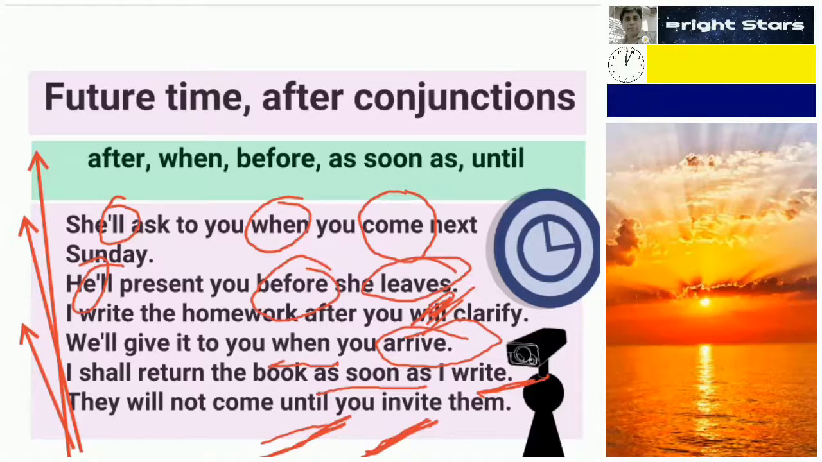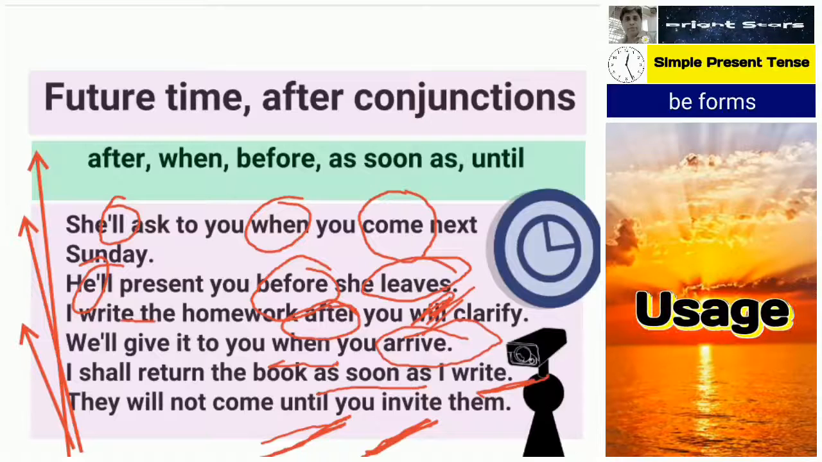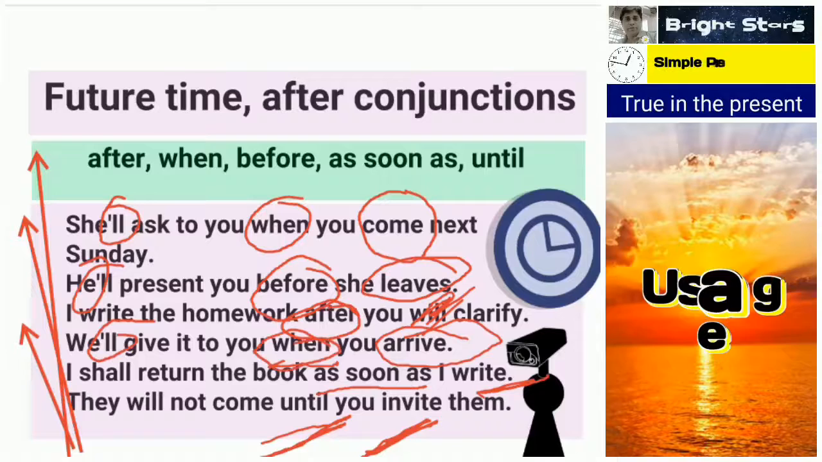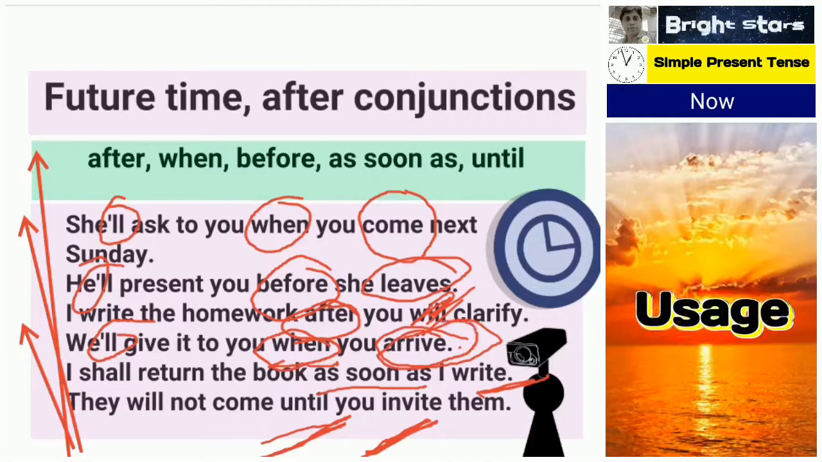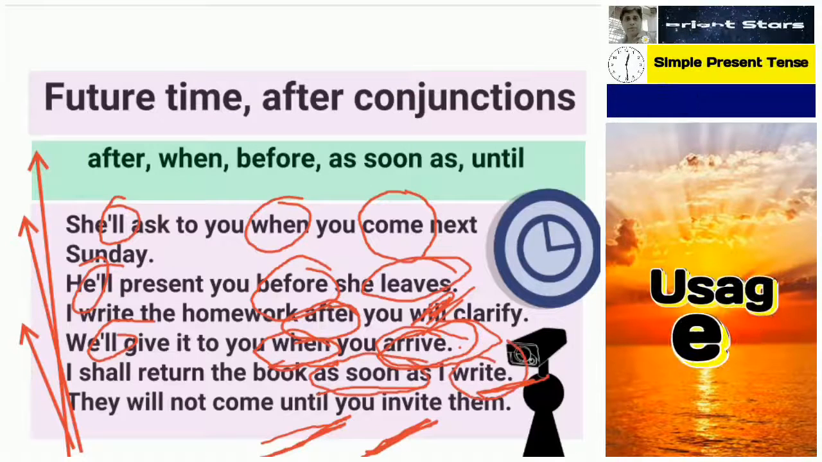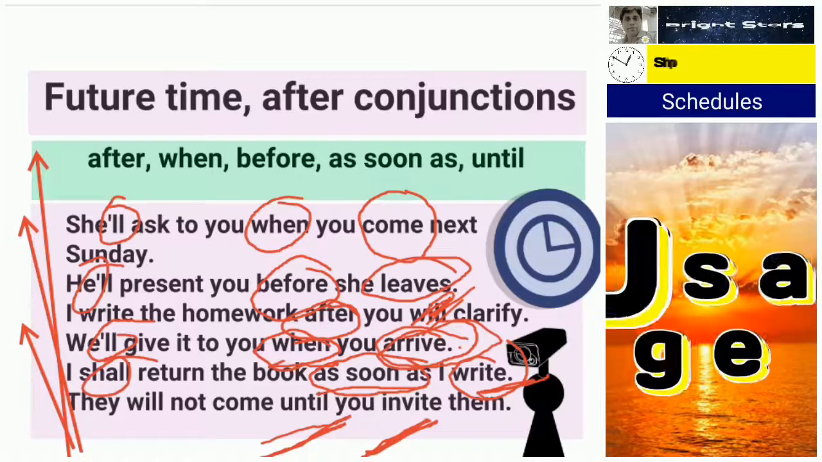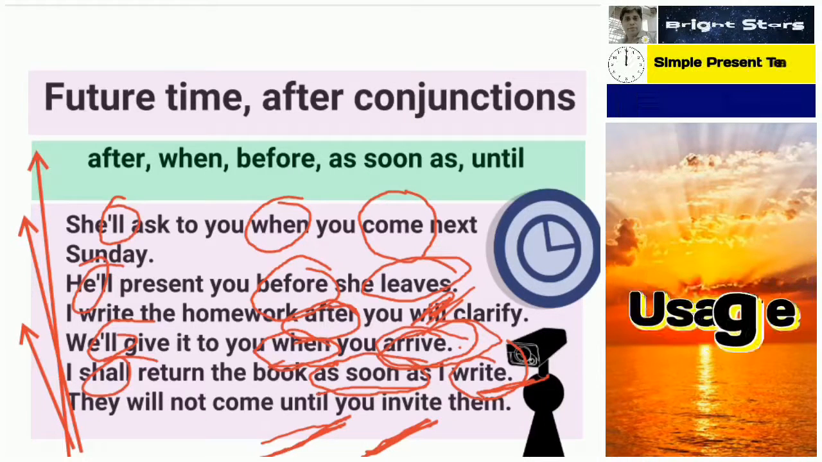I write the homework after. Clarify: we use shall for future tense. Here, when has come, so we write arrive like this. I shall return the book as soon as I read. As soon as is a conjunction, so we write it. It is shall future, but we are using the simple present tense for this kind. After the conjunctions, we use the simple present tense.